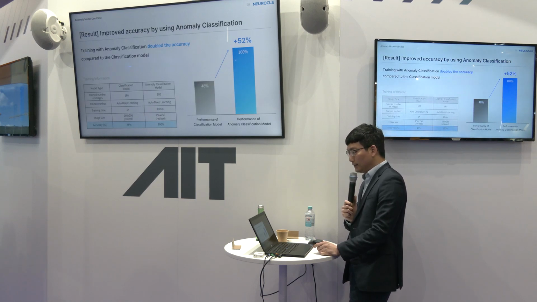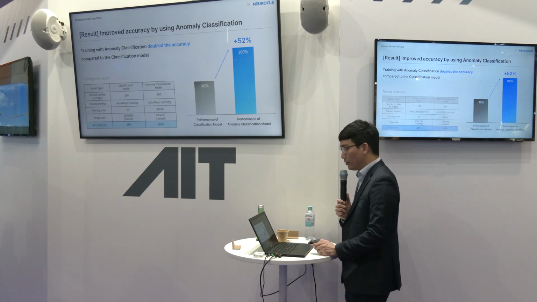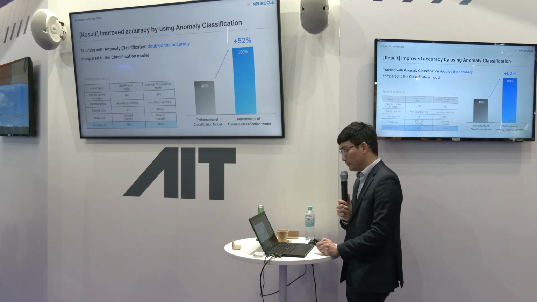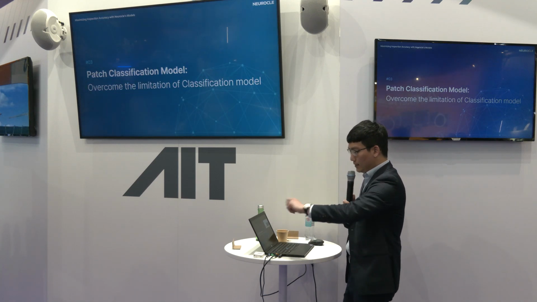Because in this case it's really difficult to find defect data, the accuracy of the normal classification was really low. But anomaly models can solve these problems. Yeah, I'm out of time, so I should go faster.